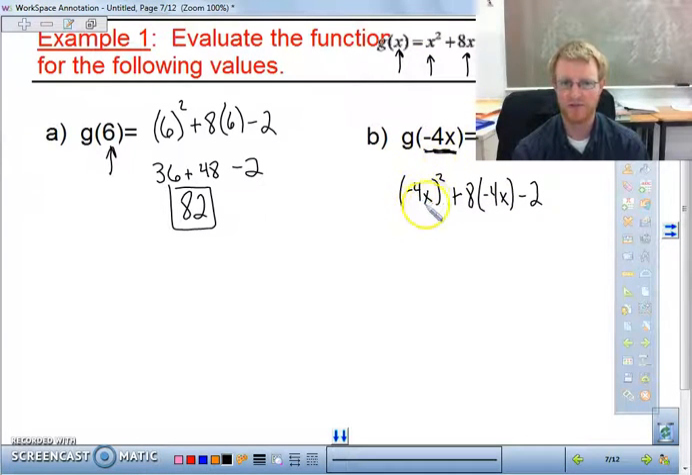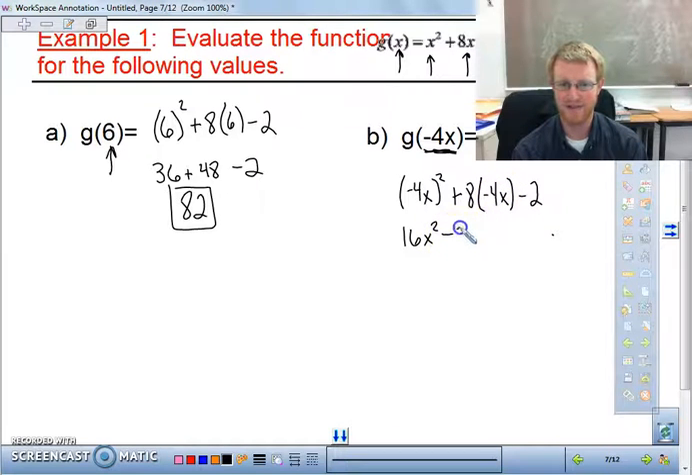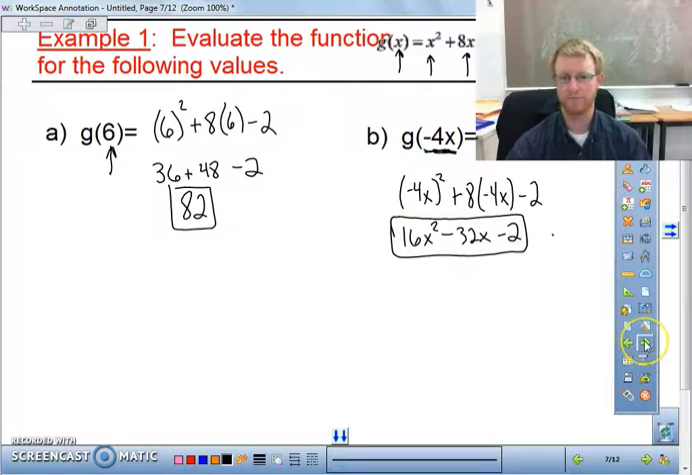So now we evaluate this. Negative 4x squared, we have to square both terms. Negative 4 squared is 16. X squared is x squared. 8 times negative 4x is negative 32x, and then minus 2. And then that's as simplified as it gets. Let's look at one more example on the next slide.